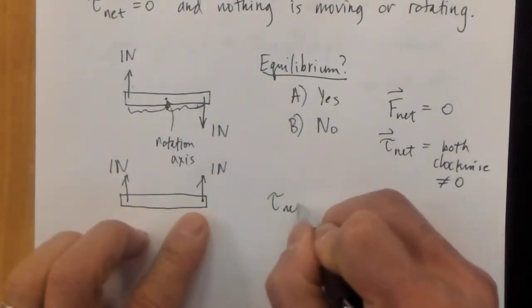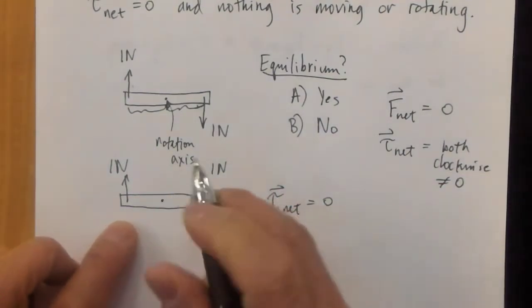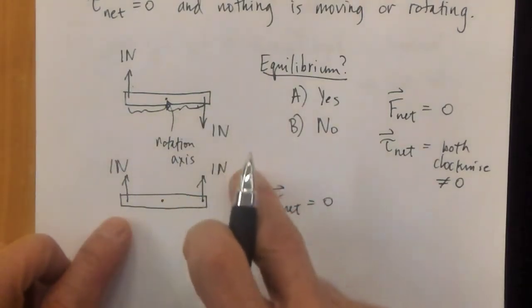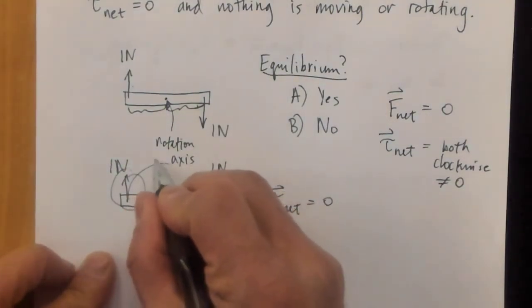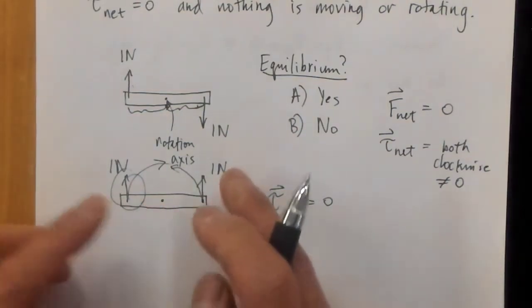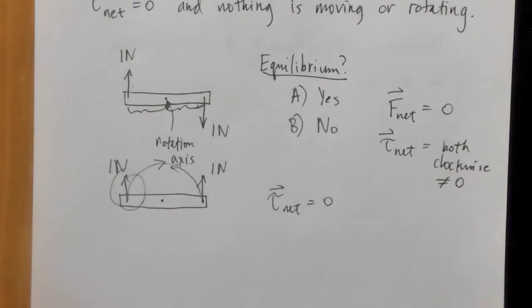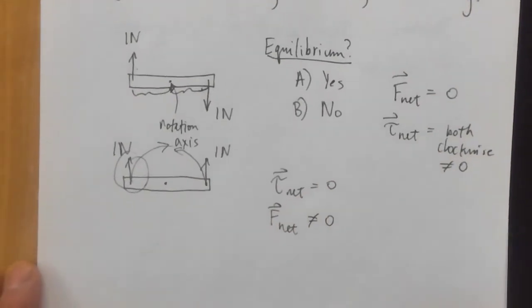Net torque is equal to 0 because, let's measure it around here, there will be a clockwise torque from this one. This will do clockwise; it's trying to spin it around this way. Whereas this one is trying to spin it around counterclockwise, and they will cancel out. However, the net force is not equal to 0.